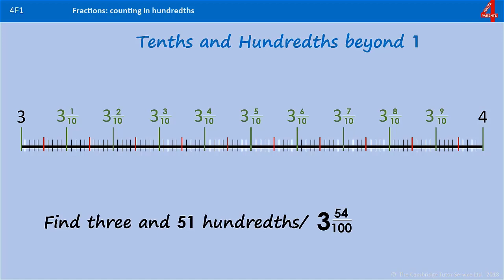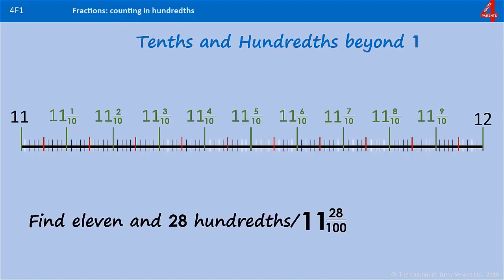We can do the same thing for finding mixed numbers. Here we need to find 3 and 54/100ths. If we partition that number, we have 3 whole ones, 5/10ths and 4/100ths. We can see that the number line goes from 3 to 4. We find 3 and 5/10ths, which is the same as 3 and 50/100ths. And then we move along 4/100ths. And there we have 3 and 54/100ths.